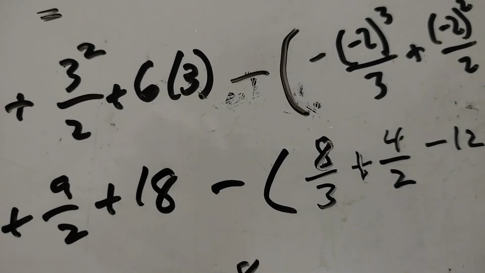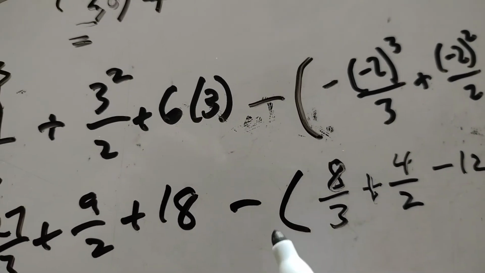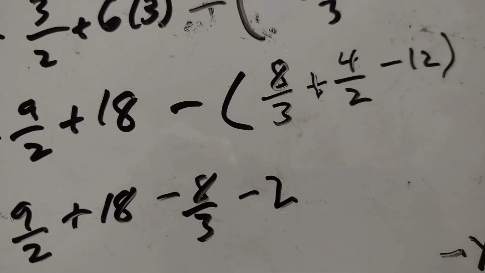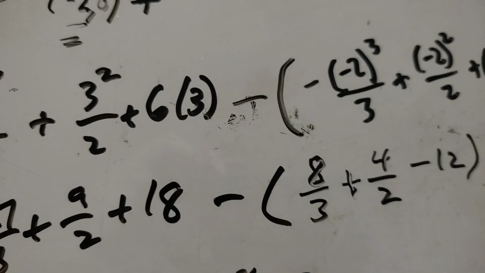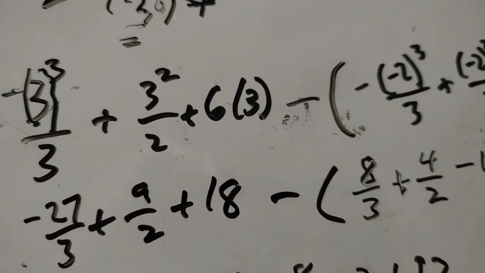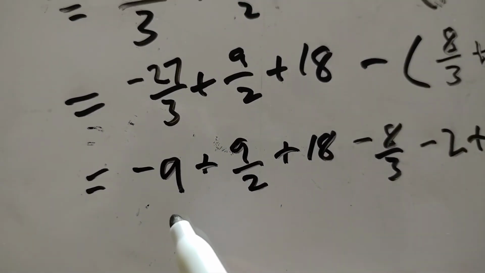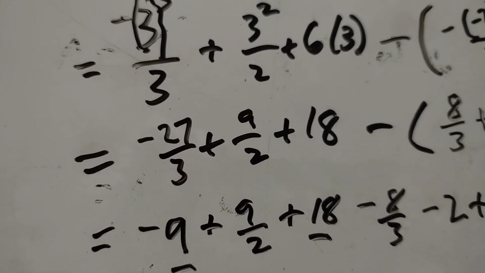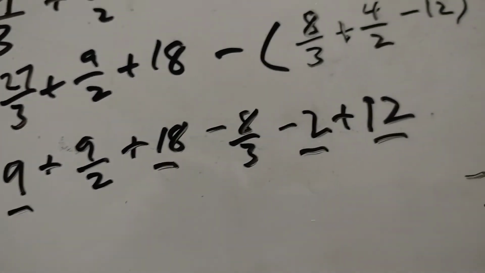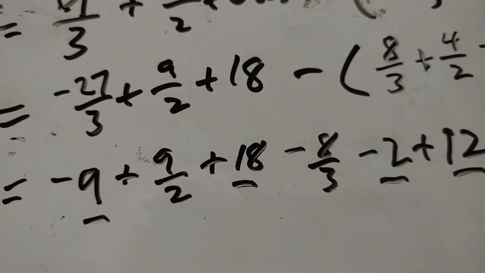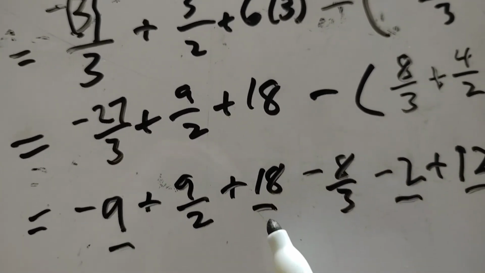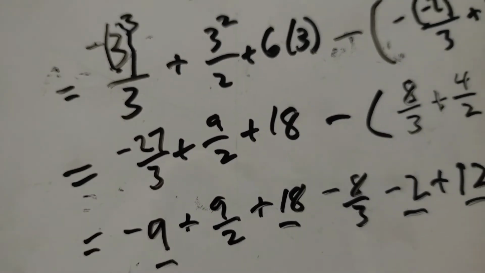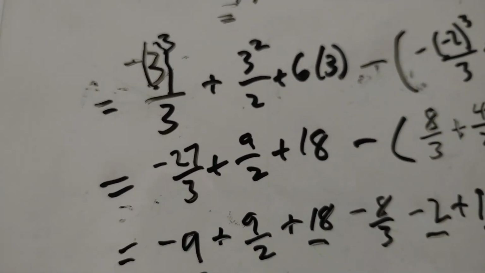So I'm going to write minus 8/3, and then minus a plus is minus. 4 divided by 2 is 2. So just write minus 2, and then it's going to be plus 12. Okay, I'm going to underline all the numbers. I've got a negative 9, the integers, negative 9, a plus 18, a plus 12, and also a minus 2. Those are all my integers. Let's combine those integers. So negative 9 plus 18 is a positive 9, minus 2 is 7, plus 12 is 19. So this is going to equal 19.